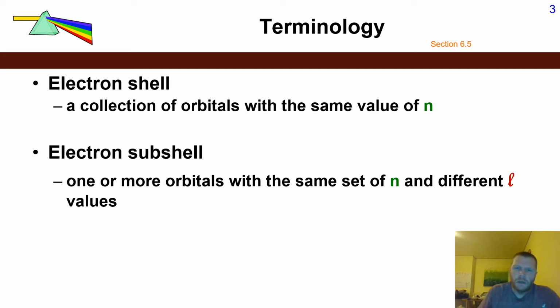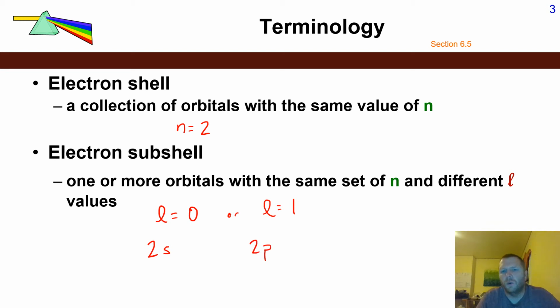A shell would be all orbitals that have n equals 2. That n equals 2 can give the value of L equals 0 or L equals 1. So these are examples. What that ultimately leads to is the 2s orbital and the 2p orbital. Those are examples right here of subshells, and the shell would be n equals 2.